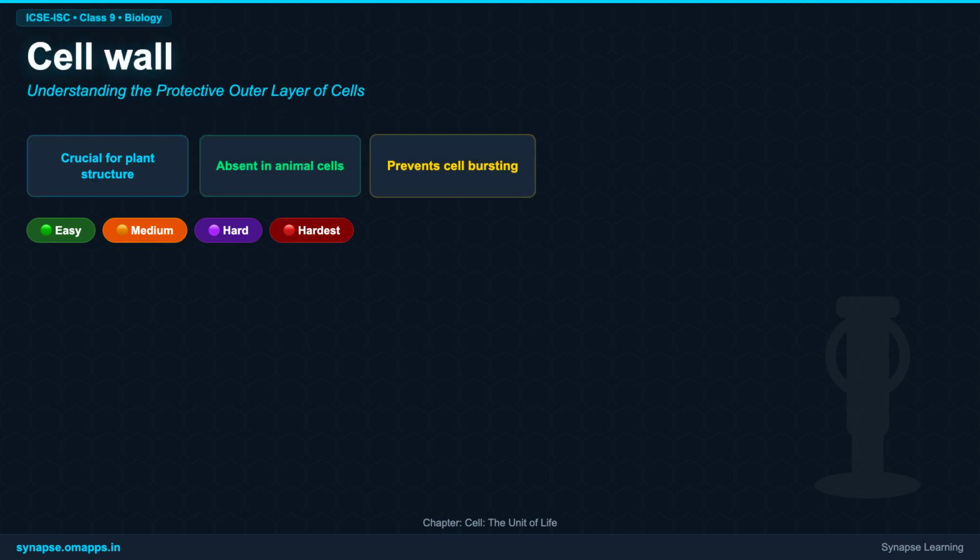Hello, young biologists. Welcome to our fascinating journey into the cell, the unit of life. Today, we are zooming in on a crucial component, the cell wall. Ever wondered what gives plants their strength or stops them from bursting? The cell wall holds the answer. We'll explore this amazing structure at 4 levels from the basics to advanced concepts. Get ready to uncover the secrets of cellular architecture.